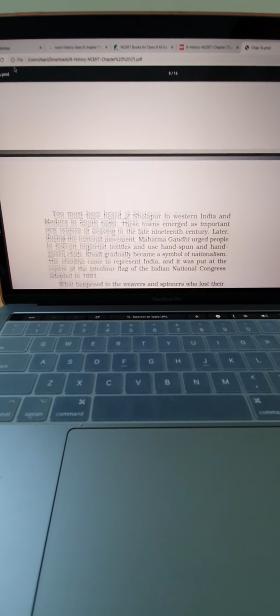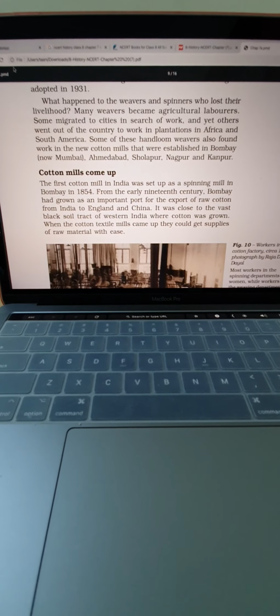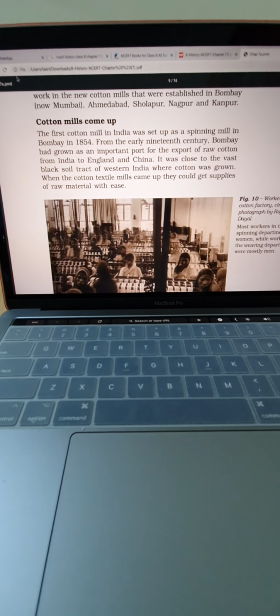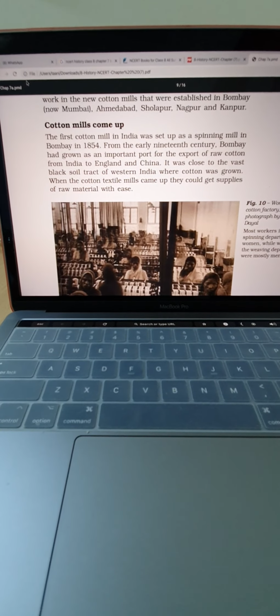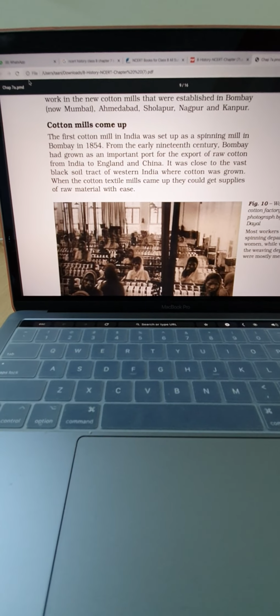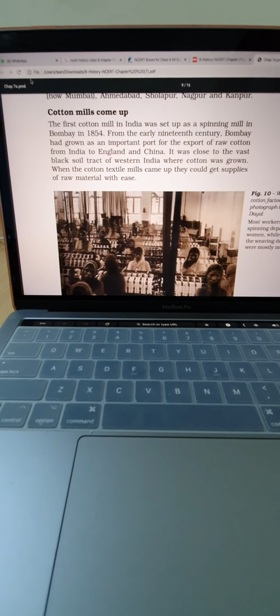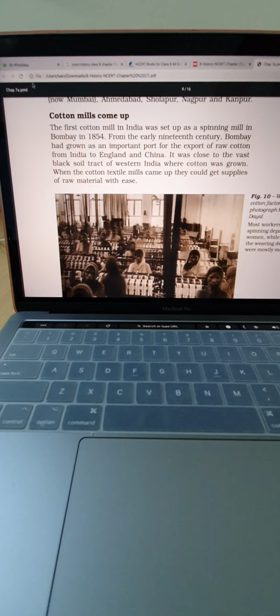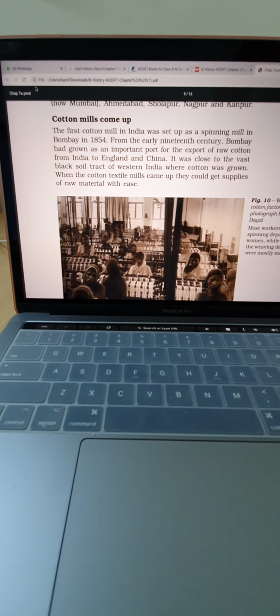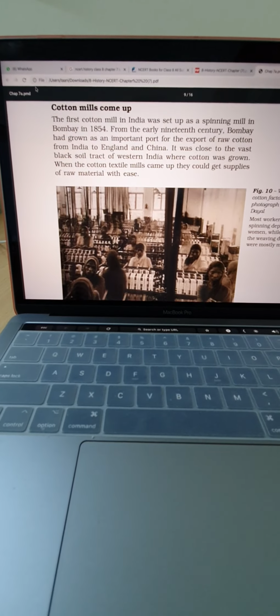If you come to cotton mills coming up, you will see number one, in 1854, the first cotton mill in India was set up as a spinning mill in Bombay. Number two, by 1900, over 84 mills started operating in Bombay, but the colonial government did not support the mill advancement by denying the import duty on British goods.